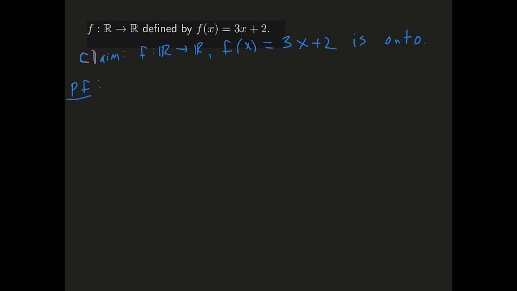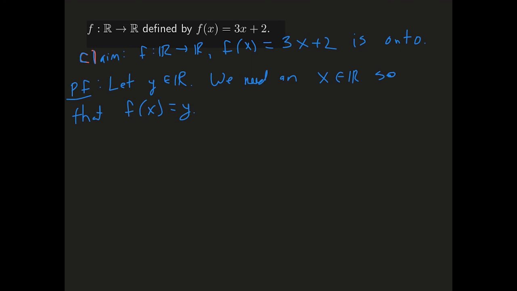So what we need to do is let y be any element of R, just an arbitrary element. We need an x in R so that f of x is equal to y. That's what we have to do to prove that this is a surjective function.